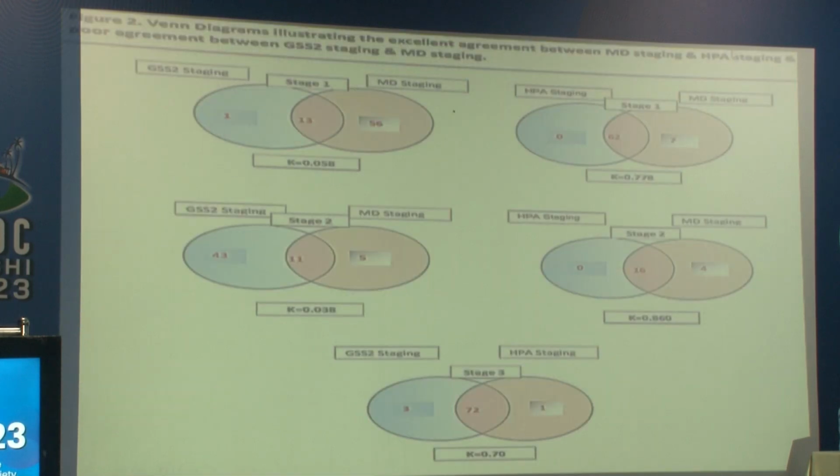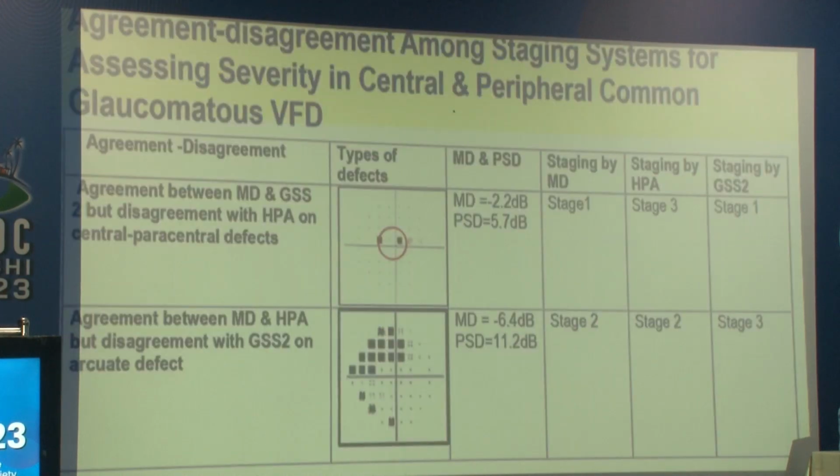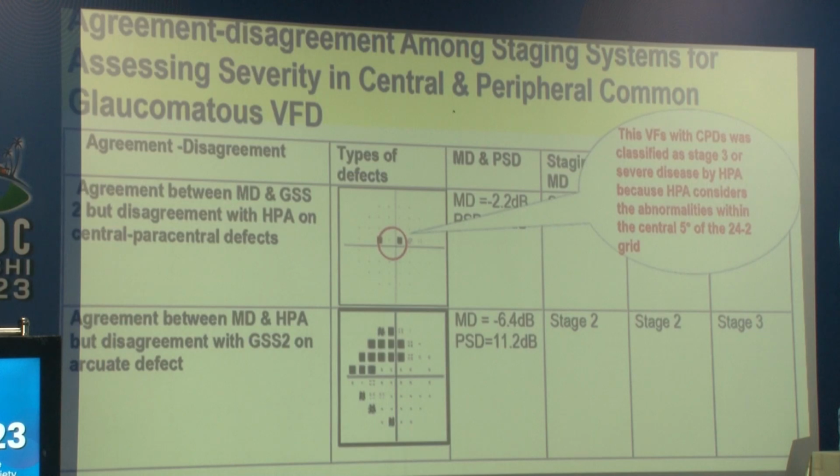Now, the Venn diagram illustrates the excellent agreement between mean deviation staging and HPA staging and poor agreement between GSS2 staging and mean deviation staging. Here is a chart showing the agreement and disagreement among staging systems for assessing severity in central and peripheral common glaucomatous visual field defects. In the first row, we find a central paracentral defect. Here we find agreement between mean deviation staging and GSS2 staging, but disagreement with HPA. Now, please note that this visual field defect with central paracentral defect was classified as stage 3 or severe disease by HPA. Why? Because HPA considers the abnormalities within the central 5 degrees of the 24-2 visual field grid.